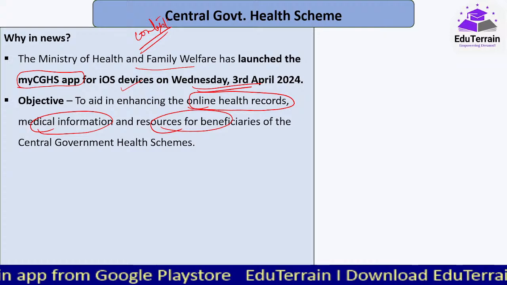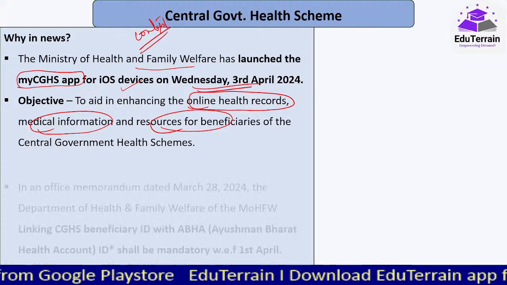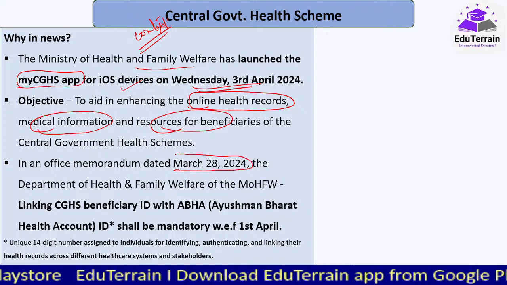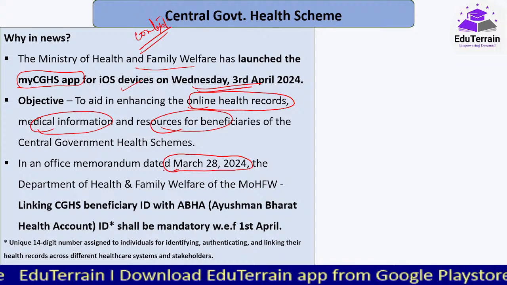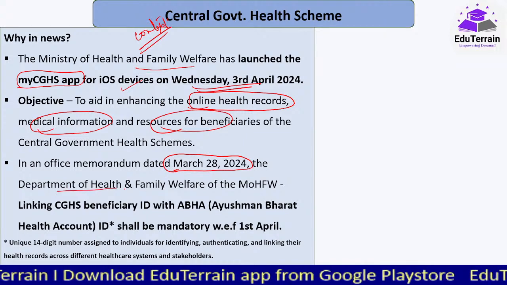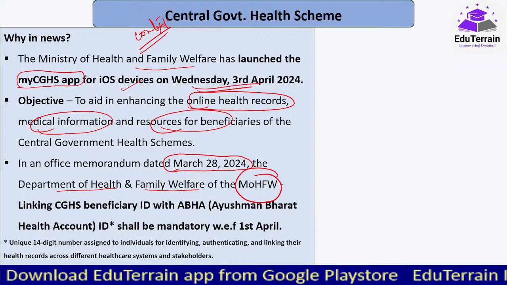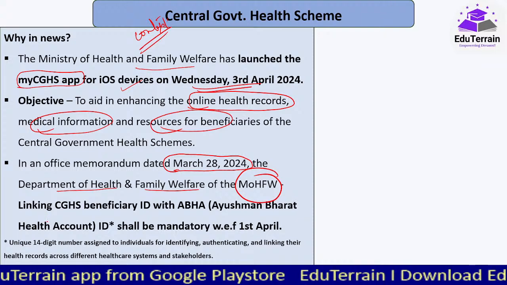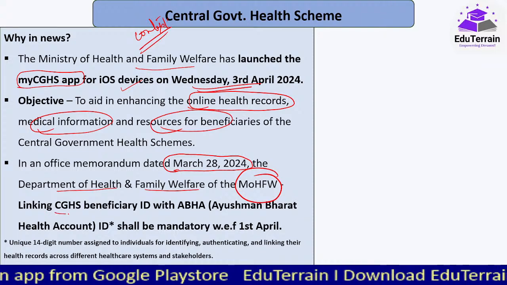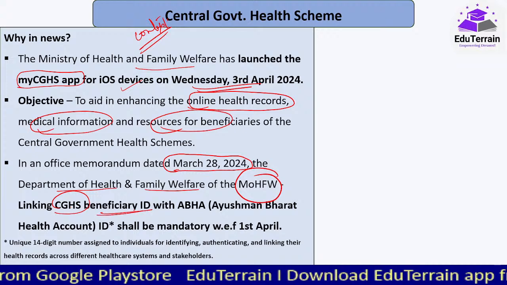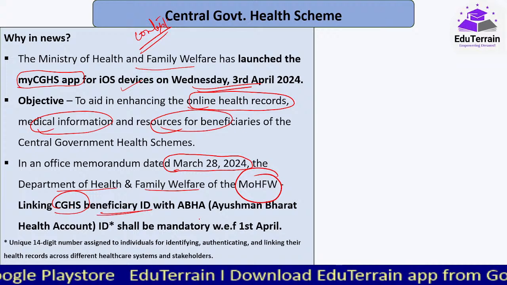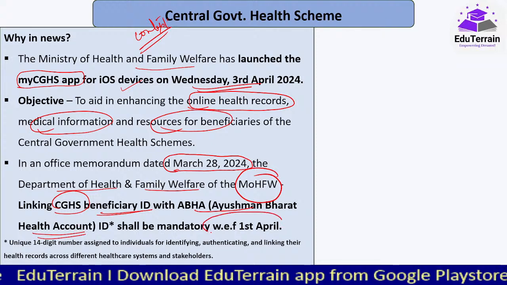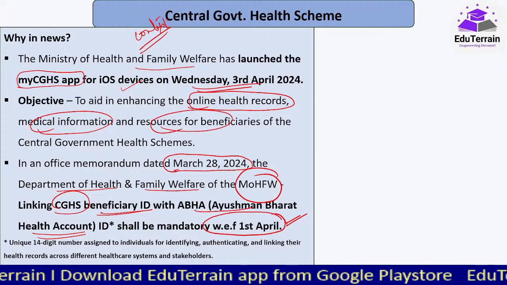And this scheme was also in the news for another reason, and that is on March 28, 2024, in an office memorandum released by the Department of Health and Family Welfare of the Ministry of Health and Family Welfare. What they highlighted was that the CGHS beneficiary IDs should be linked with the Ayushman Bharat Health Account ID, and they have made this mandatory with effect from 1st April 2024.